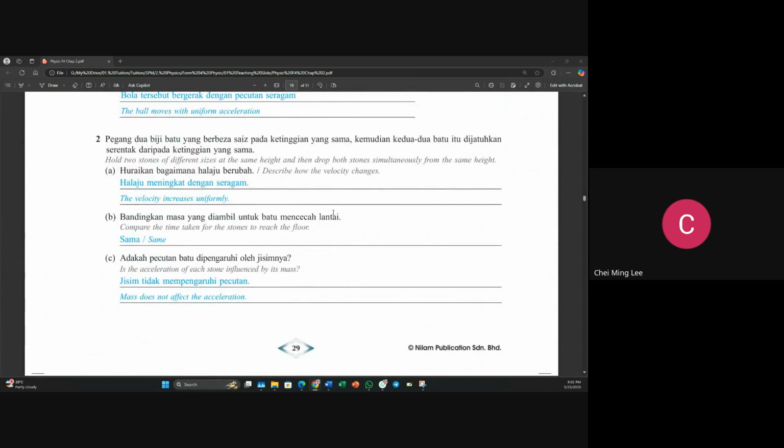Hold two stones of different size at the same height, and then drop both stones simultaneously from the same height. He wants you to describe how the velocity changes. When we hold different sizes at the same height and drop them, the velocity will increase uniformly because gravity keeps acting on them. The time taken for the stones to reach the floor will be the same because mass does not affect the acceleration. Free fall is only affected by the surface area. All right. Jot this down.